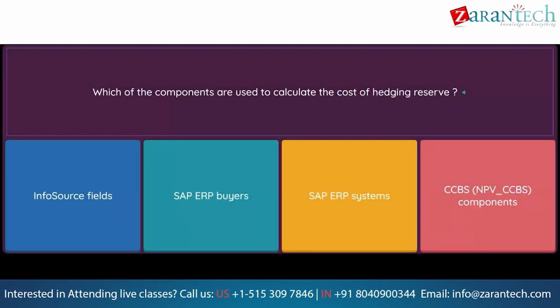Question: which of the components are used to calculate the cost of hedging reserve? Option 1 Info Source Fields. Option 2 SAP ERP Buyers. Option 3 SAP ERP Systems. Option 4 CCBS, NPV_CCBS components.